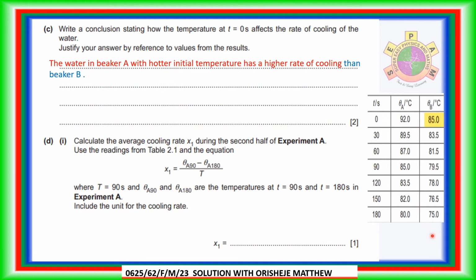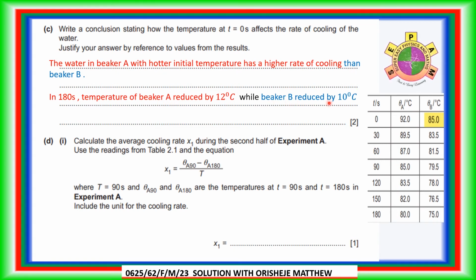So 85 to this, that is about 10 degrees. So the temperature difference between the two of them is about 2 degrees Celsius. So within the same time, that means the hotter the liquid, the higher the cooling rate. So let's look at it. In 120 seconds, the temperature of beaker A reduced by 12 degrees, while beaker B reduced by 10 degrees. So that's why I say that the water in beaker A with hotter initial temperature 90 degrees has a higher cooling rate.